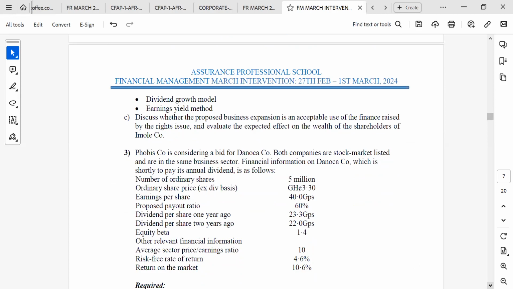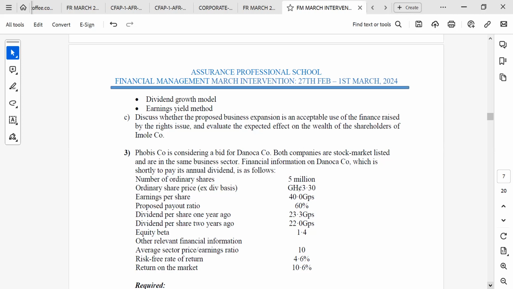Please read the C for us. I said, discuss whether the proposed business expansion is an acceptable use of the finance raised by the rights issue, and evaluate the expected effects on the wealth of the shareholders of Imole Co.